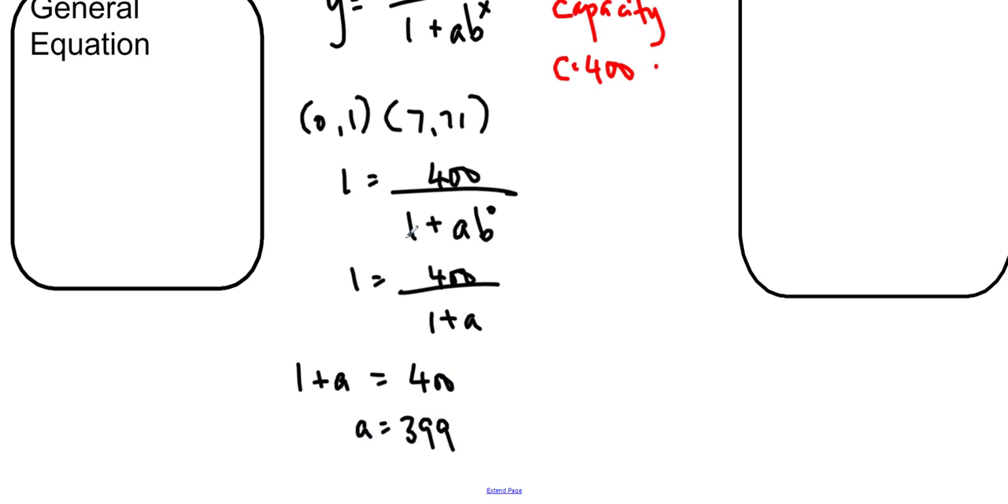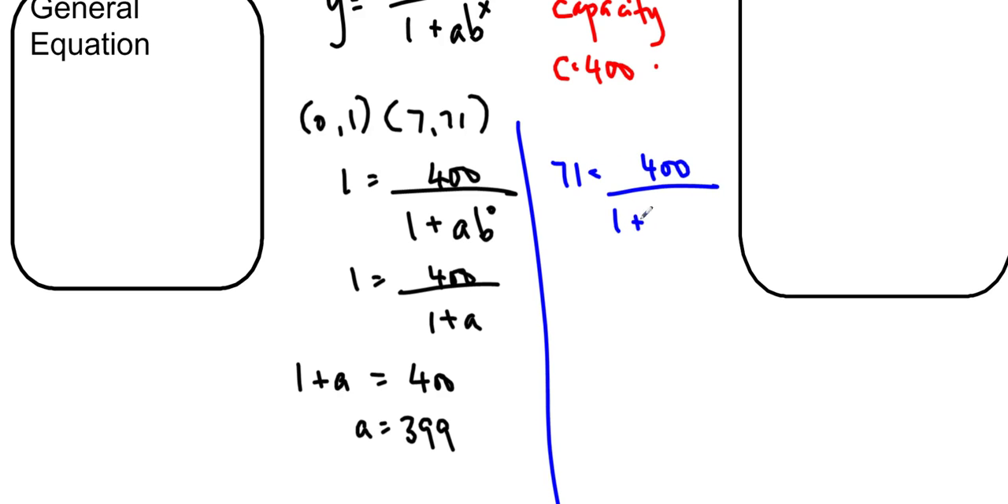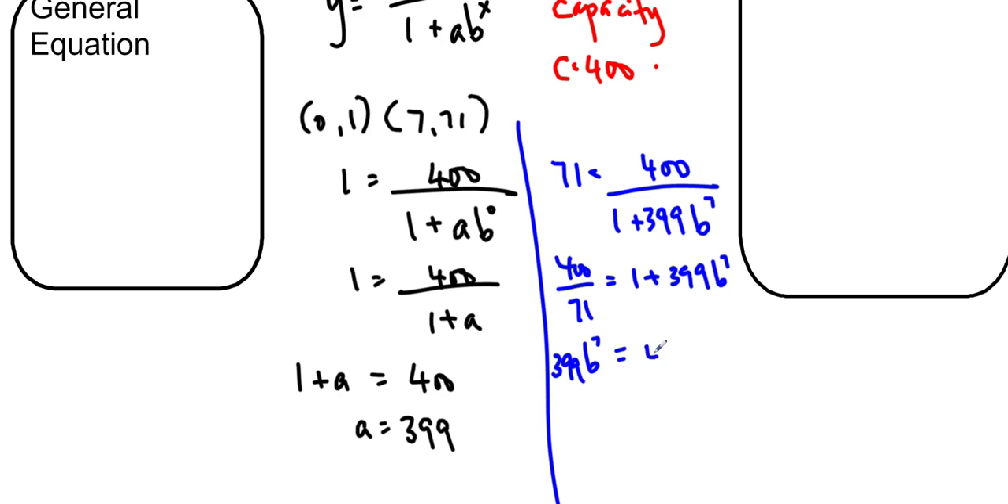And now that we have that, we're going to plug it back into the equation and find the answer for B. So using the same equation, 71 is equal to 400 over 1 plus 399 times B to the 7. And so we can just cross multiply. So this is going to become 400 over 71 is equal to 1 plus 399 B to the 7. So B to the 7 times 399 is equal to 400 over 71 minus 1.